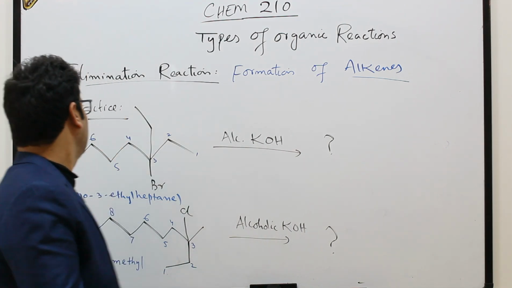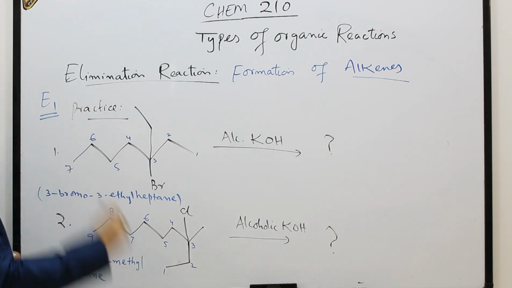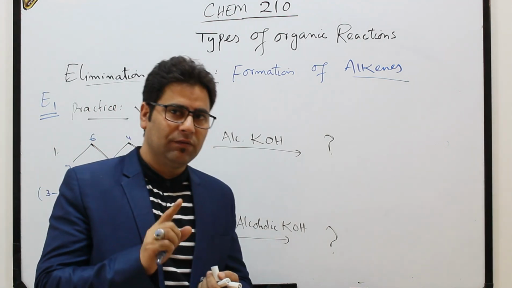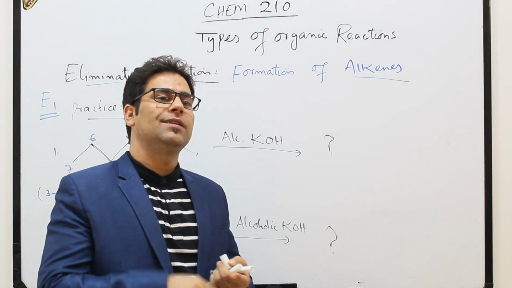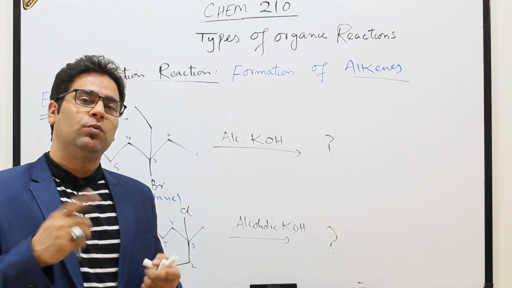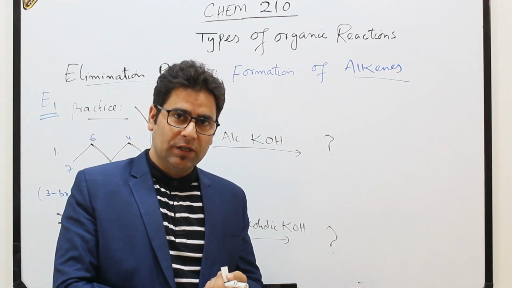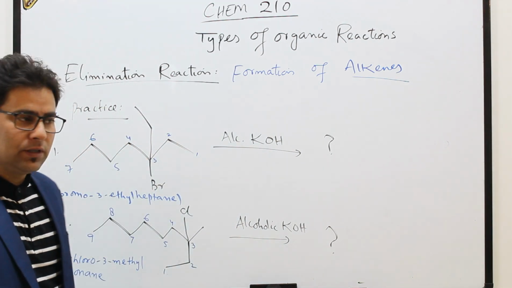You have to give the stepwise mechanism for the E1 reaction. There will be two steps. The first step will be carbocation formation. Another step will be removal of hydrogen from the beta carbon, and you will get an alkene. There is a possibility of two products, one major product and one minor product.